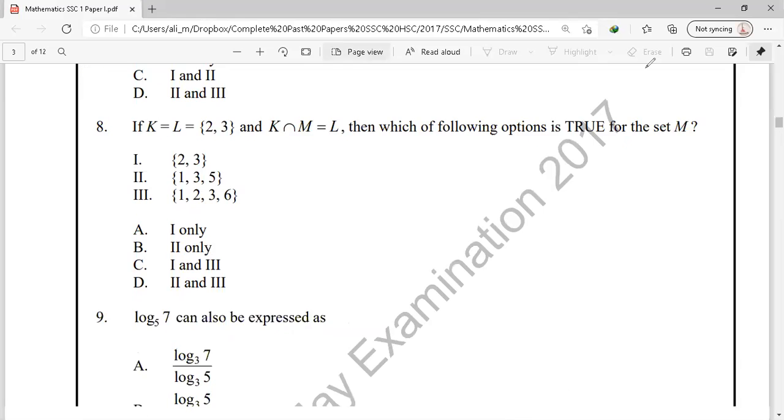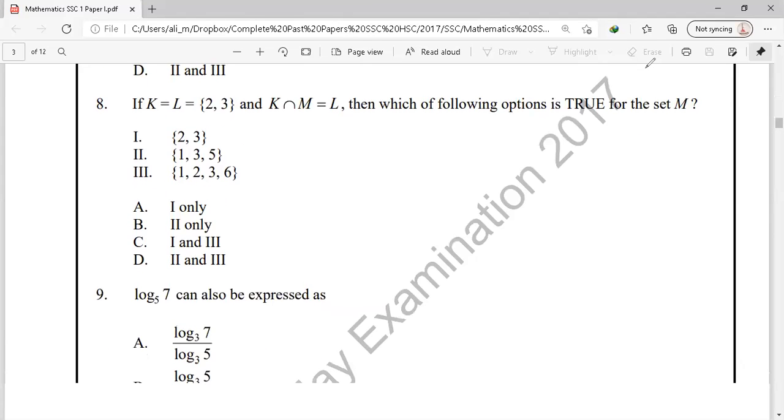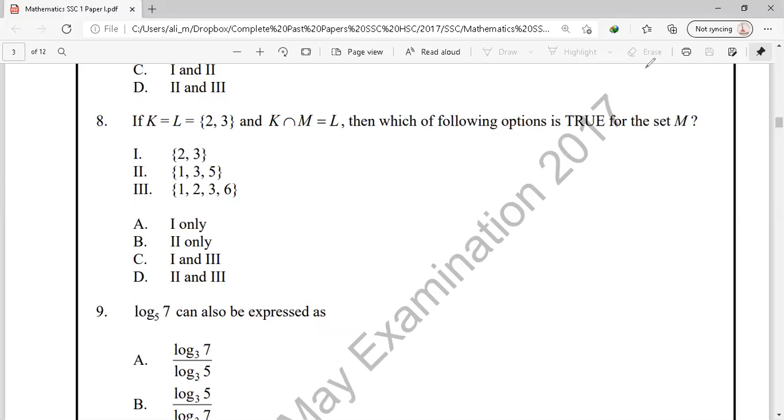So let's see question number 8. In question number 8, we have K and L that are equal sets. K and L are equal. So the union of K, the intersection of set K and set M, is equal to L. We have to tell which of the following conditions is true for the values of set M.